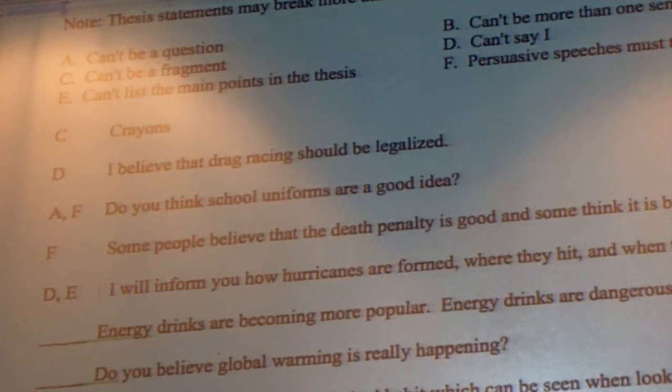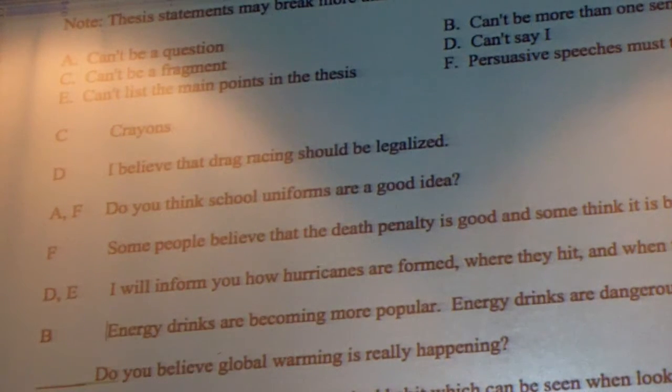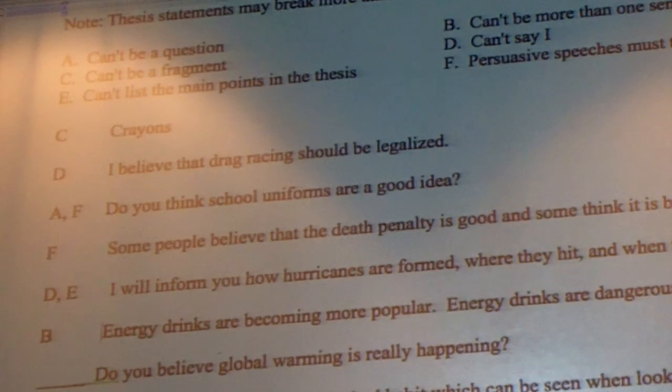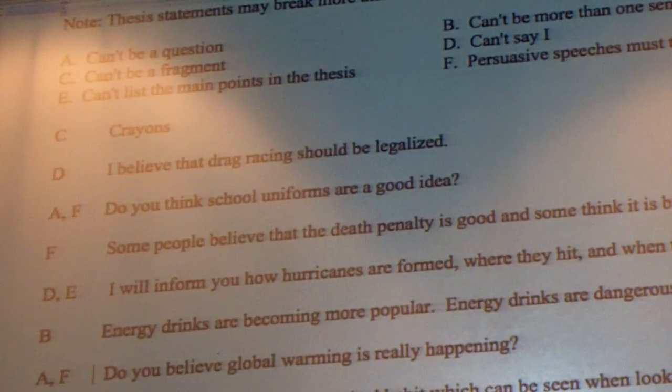Can't be more than one thing on the next one? So this cannot be more than one sentence. Does it take a stand? Yes. What side are they on? That they're dangerous. That they're bad. That's exactly right. Good. Do you believe global warming is really happening? Can't be a question. And F. It didn't take a stand again, right? You're trying to convince me that global warming is or is not happening. I should know what side you're on.